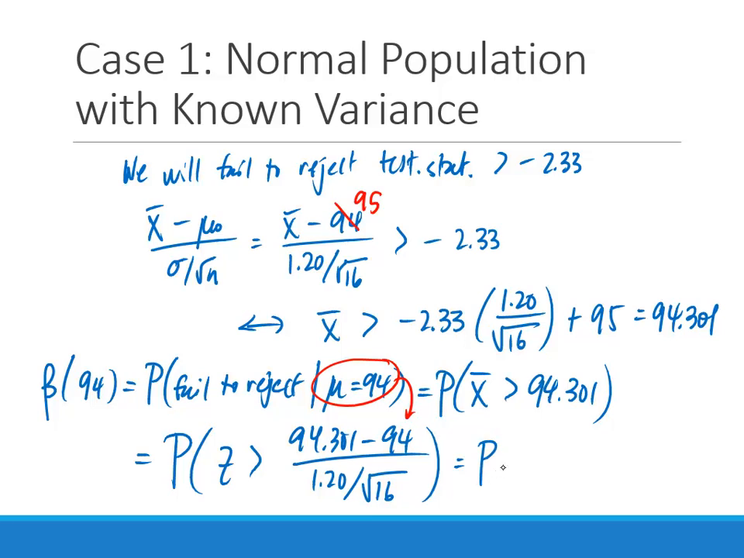Okay, this is the probability that a z is bigger than 1, which is equal to 0.1587.